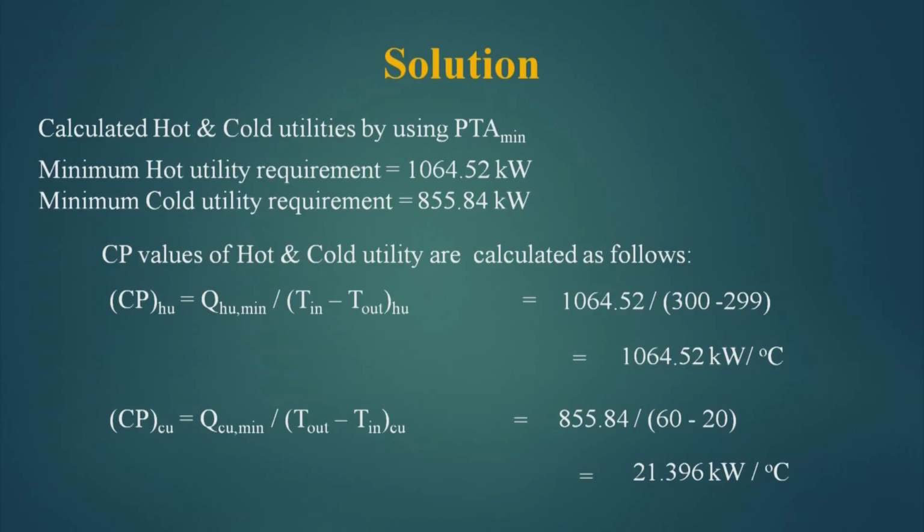For the hot utility calculation, we have taken delta T equal to 1. That means the steam condenses within a range of 300 to 299. Why we have taken 1 degree centigrade, I have already explained in many lectures, and that is why I am not explaining it here.